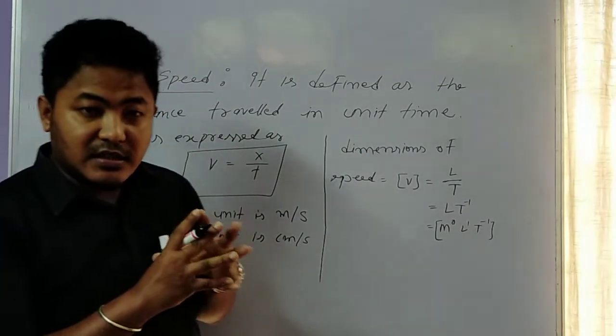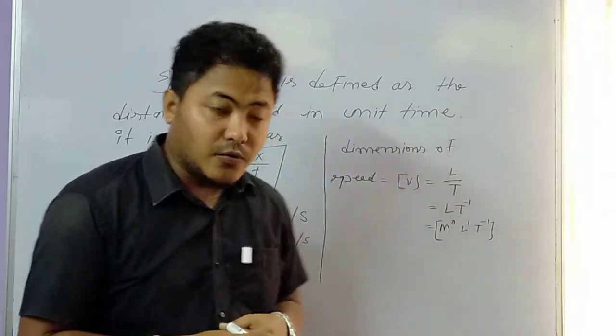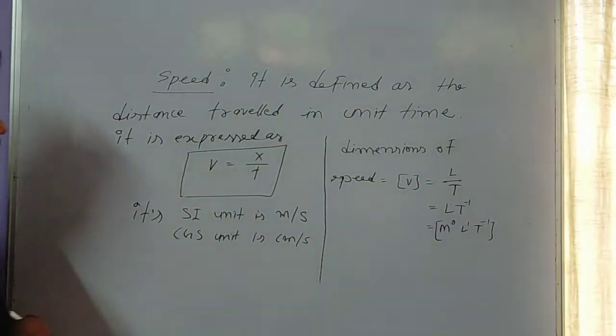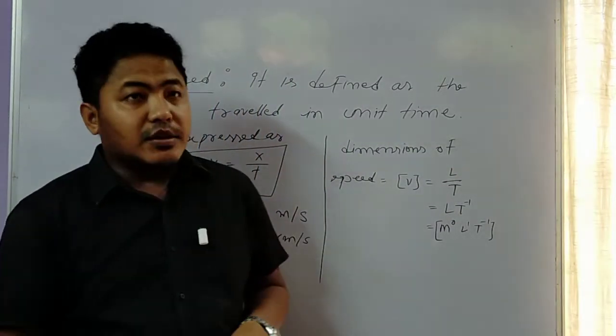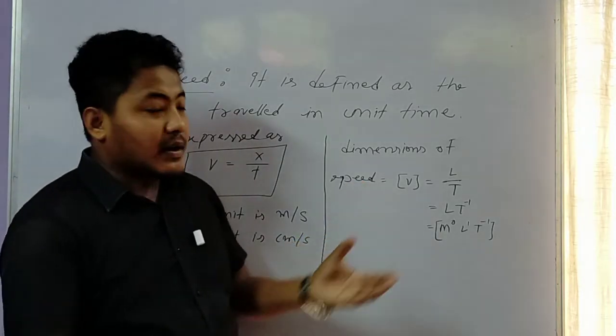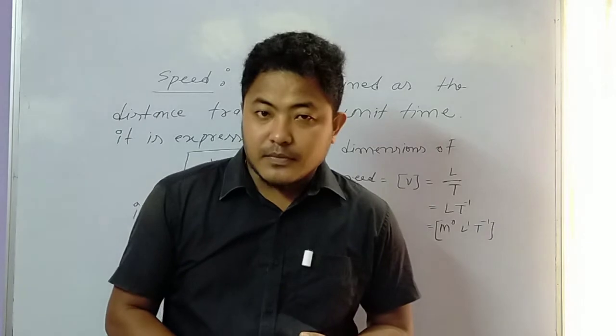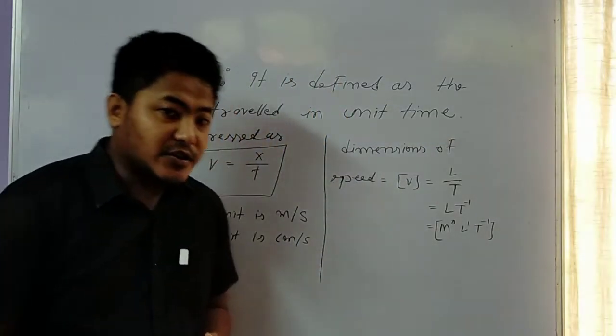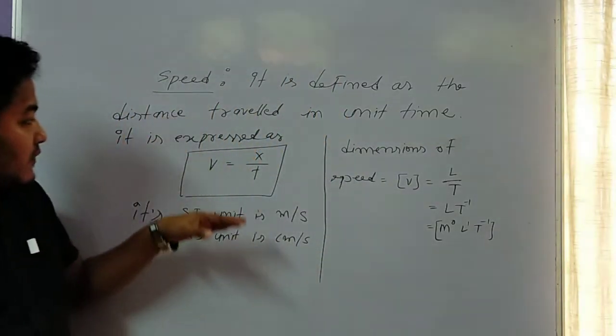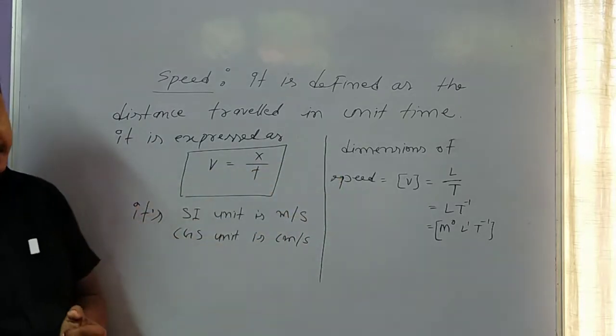Speed is independent of direction. So you can say that speed is a scalar quantity because it is free of direction. Understand? So speed is defined as the distance by time.